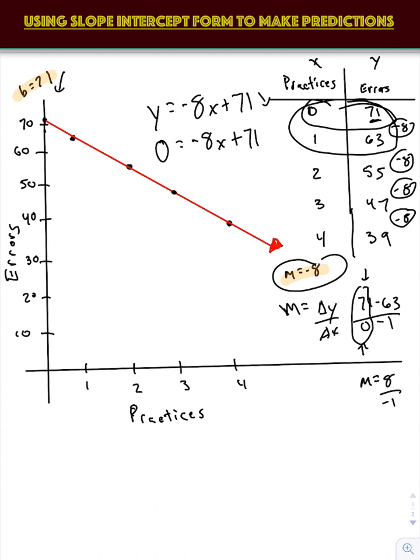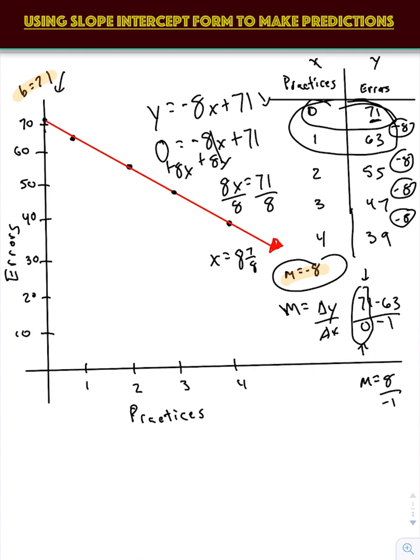Now this is a simple algebra problem where I actually solve for x. I would add 8x to each side, which gives me 8x equals 71. When I divide by 8, I find that x is 8 7/8.